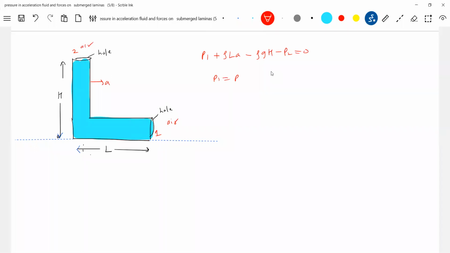So what should the pressure be? P1 and P2 are equal to P0. So what is A equal to? A should be equal to GH by L. If the acceleration is equal to this much, the liquid will not spill out at either of the holes.